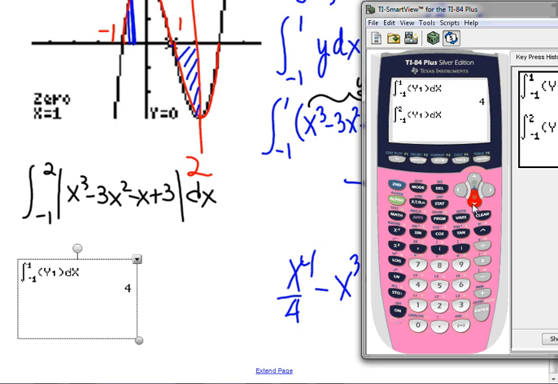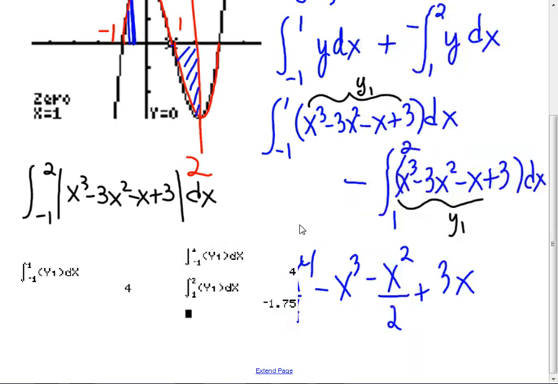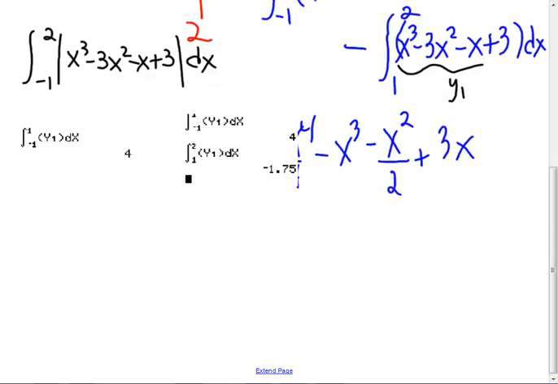You have to be able to do it by hand. Clear. 1. Now, I should get a negative number when I press enter, right? Because that's underneath the curve. Negative 1.75. But what do we have to do with that? We have to make it adding. Oops, I guess I can put it right there.